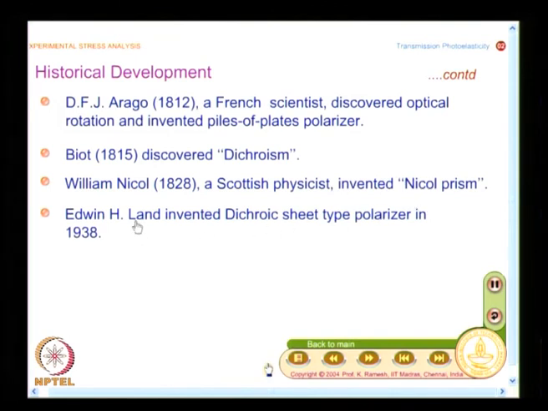And it was Land who invented the dichroic sheet type polarizer in 1938. See, dichroism was observed in 1815, and it became available as a commercial product for us to use in photoelasticity only in 1938. So, with any physics, it takes a long time for it to become technology. There must be a need for it. People should know where to use it. They observe the physics, but this has to be translated into technology.